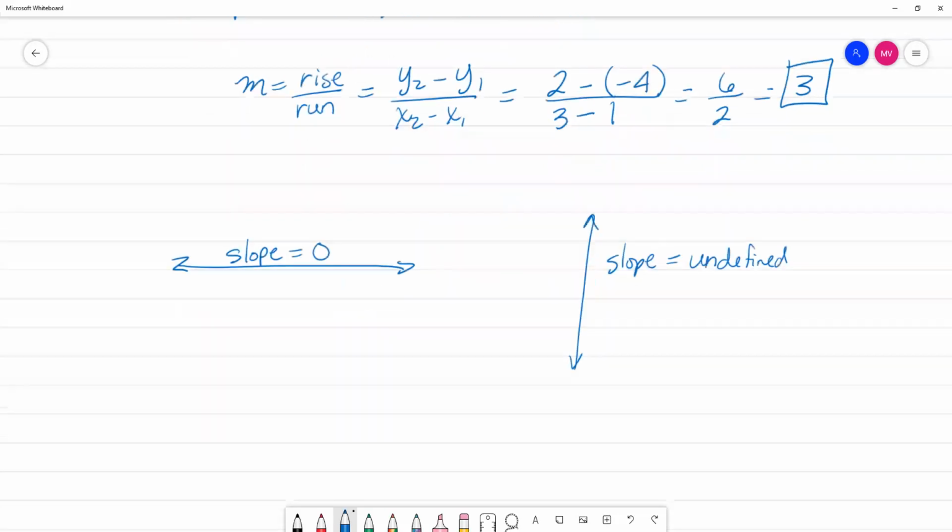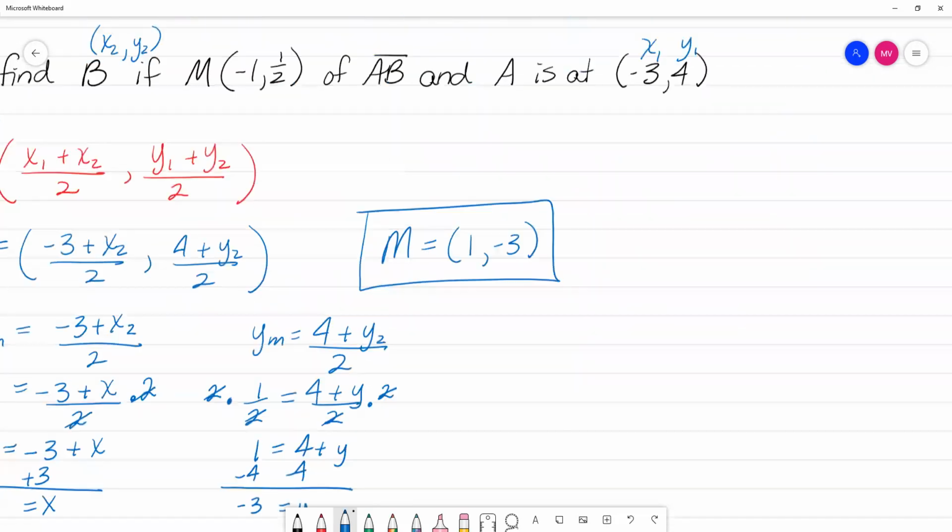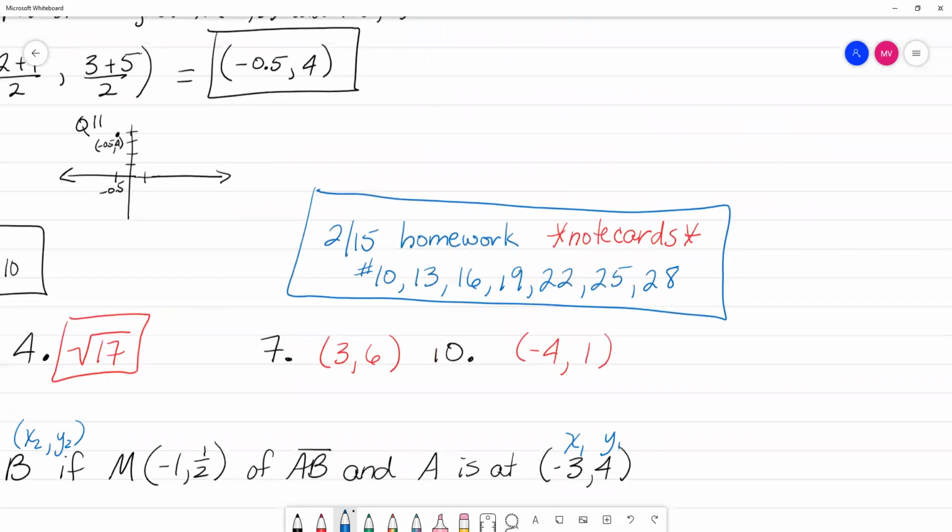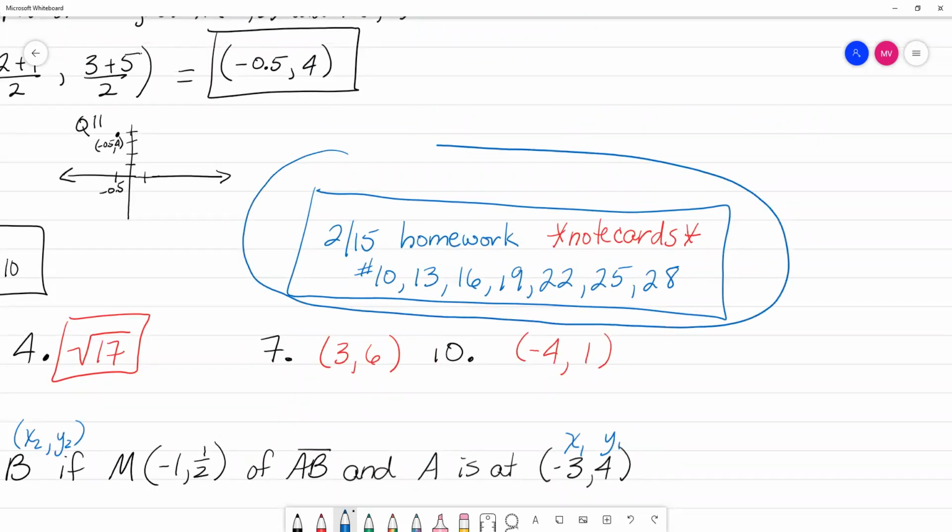Oh, right. So homework. Everybody write this down for homework. This is every third one from 10 to 28. So 10, 13, 16, 19, 22, 25, and 28.